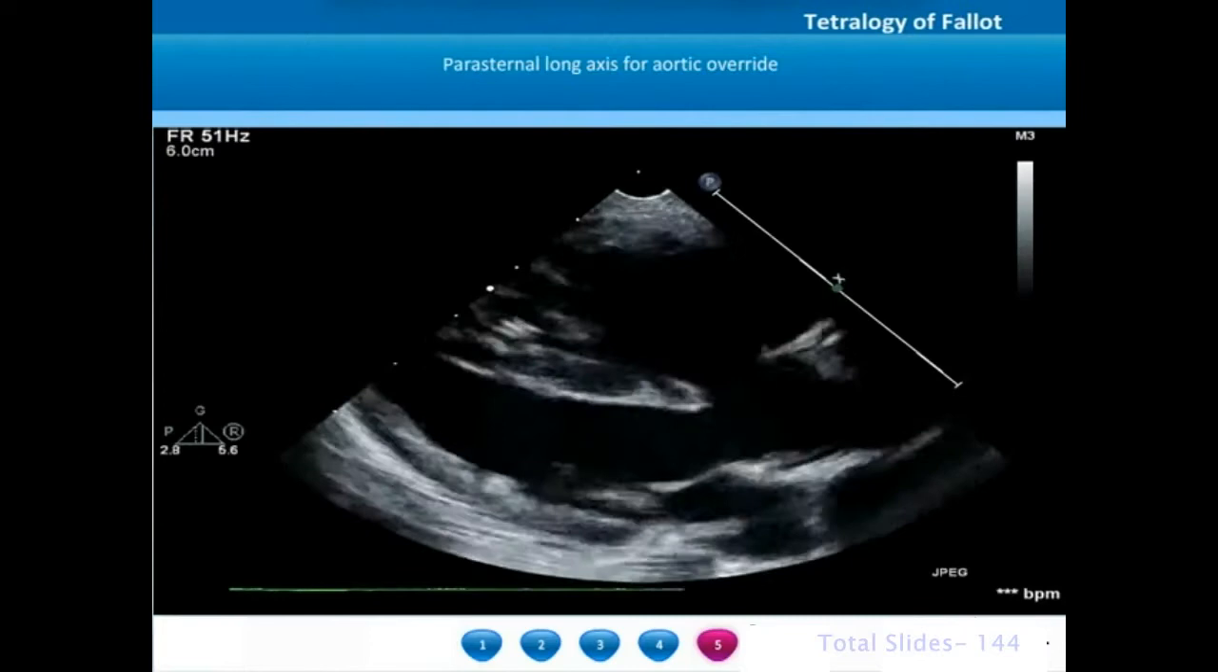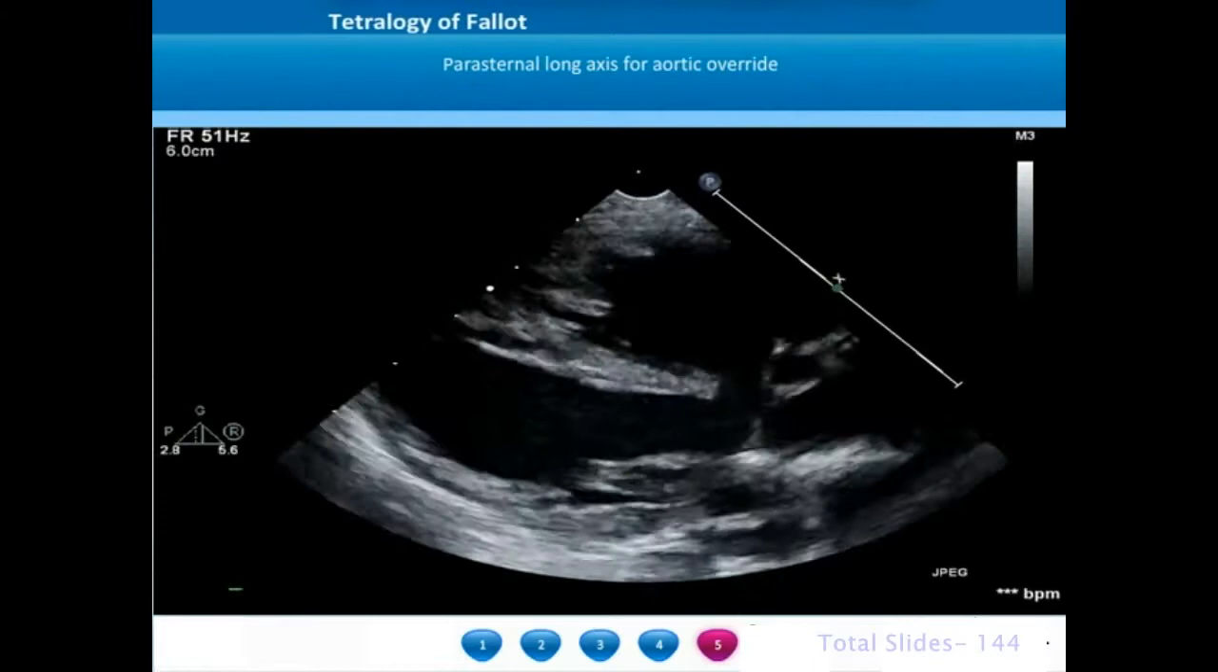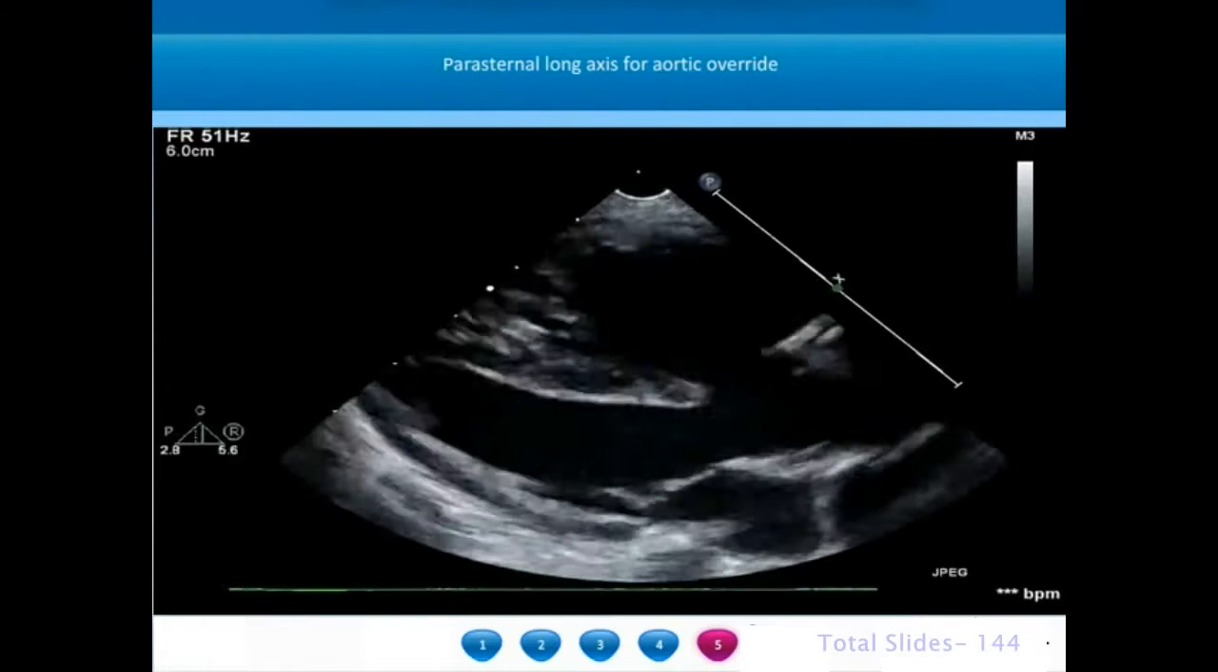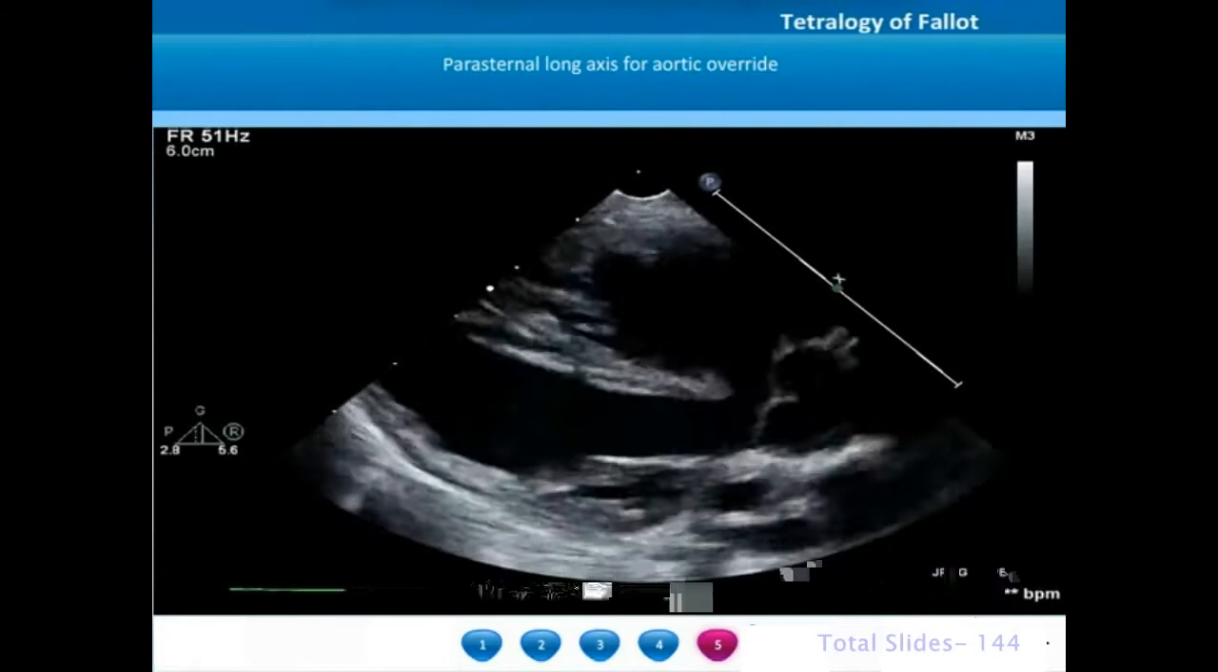The aortic override can easily be appreciated from the parasternal long axis view. You can appreciate a 50% aortic override. Also notice that there is good aortomitral fibrous continuity. What we mean by aortomitral fibrous continuity is the close relationship between the posterior aortic annulus and the anterior mitral annulus, which forms the aortomitral curtain.